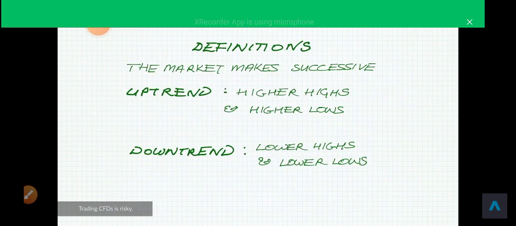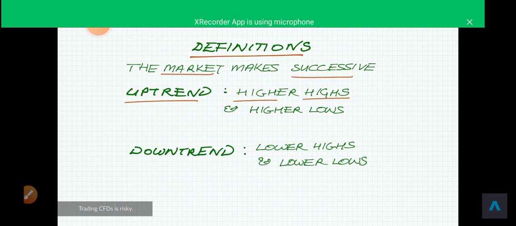And then the definitions that we finished off with last time for an uptrend and a downtrend. An uptrend is when the market makes successive higher highs, which we could also describe as higher peaks, and higher lows, which we could also describe as higher troughs. And then a downtrend is when the market makes successive lower highs or lower peaks and lower lows or lower troughs, in that typical oscillating movement that a market tends to make.